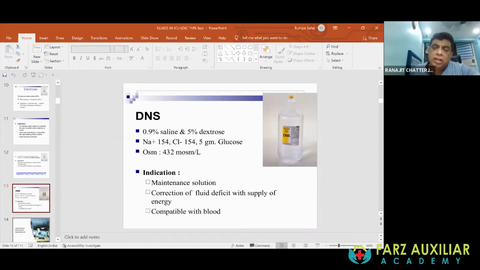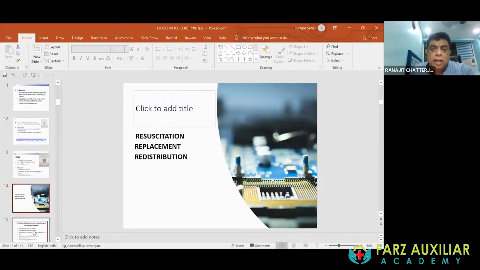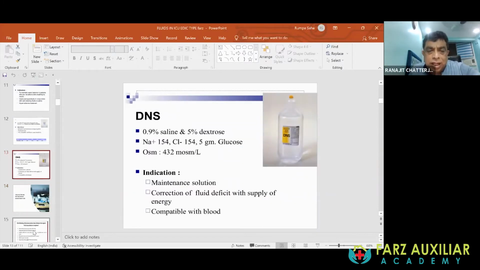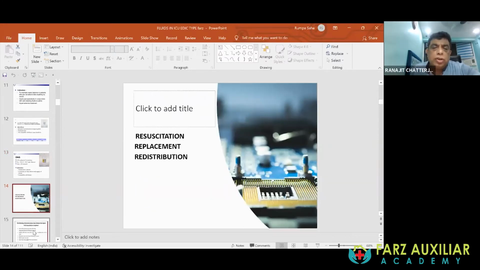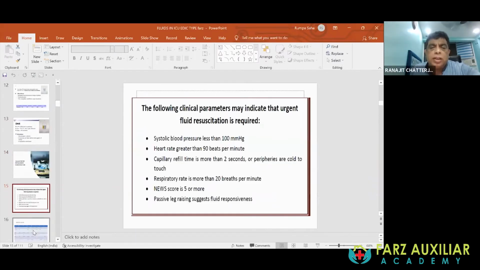DNS contains saline and dextrose. It is basically hyperosmolar, but it goes inside and divides into normal 0.9% saline, and the dextrose part diffuses into the interstitium and the intracellular space. Again, used as a maintenance solution. It is compatible with blood. Remember, again, not to be used for resuscitation. So, resuscitation, replacement, and redistribution.